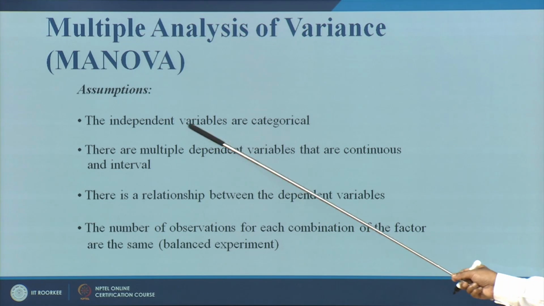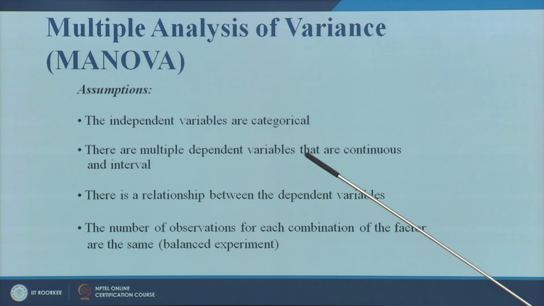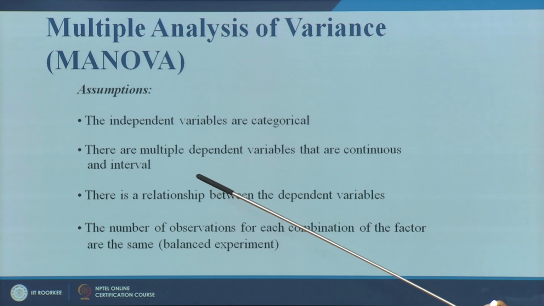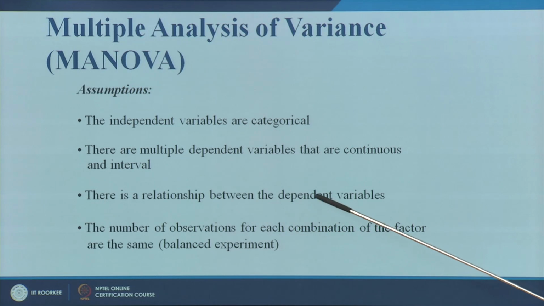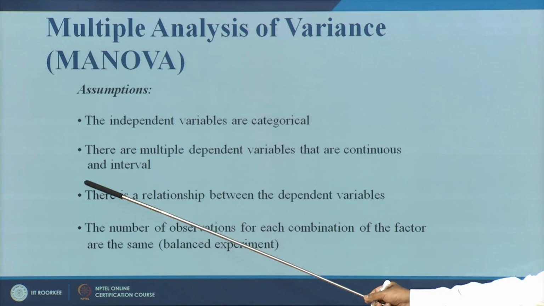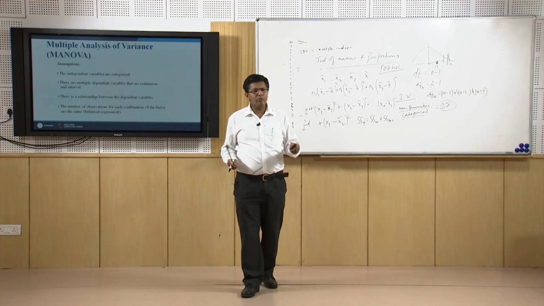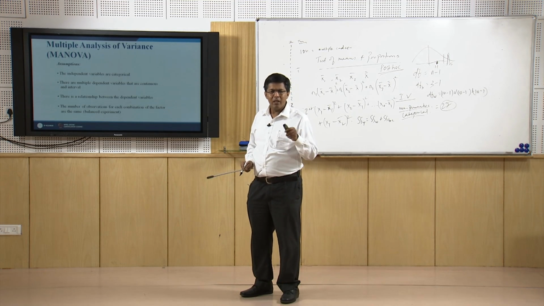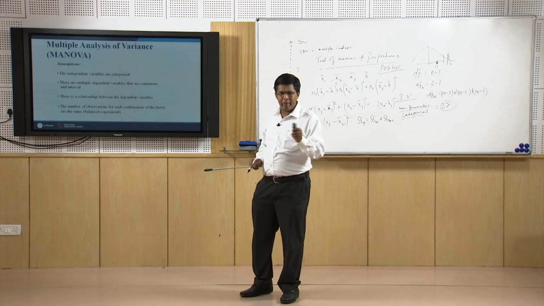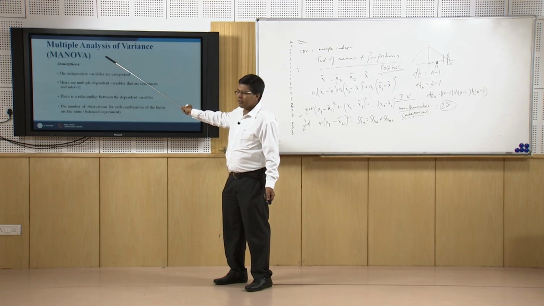The assumptions are that the independent variables are categorical, and the multiple dependent variables are continuous and interval. Third is that there is a relationship between the dependent variables. So, this is an assumption. You just can't put in any dependent variable that you like, no. There has to be a theoretical justification for why you are using it as a dependent variable and why you are using a MANOVA. If you feel that there is a relationship between the two dependent variables, A and B, they are DV1 and DV2, then in such a condition MANOVA fits the situation.